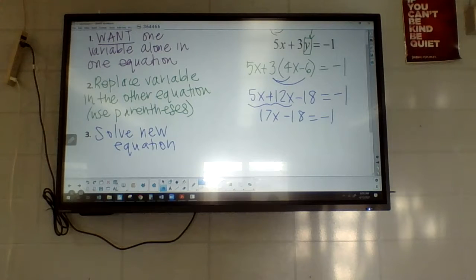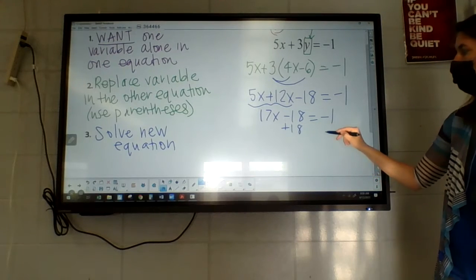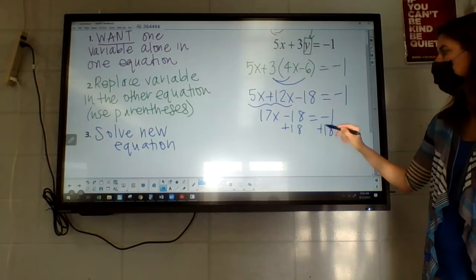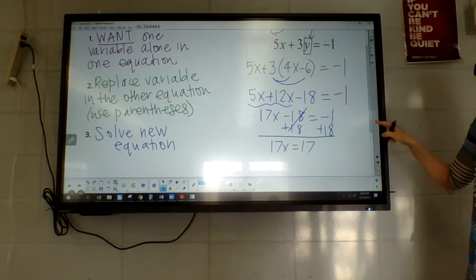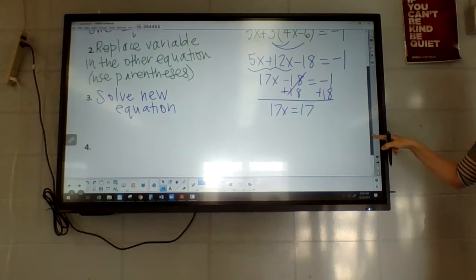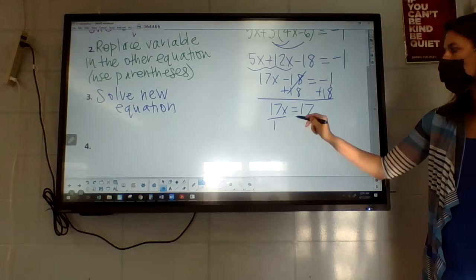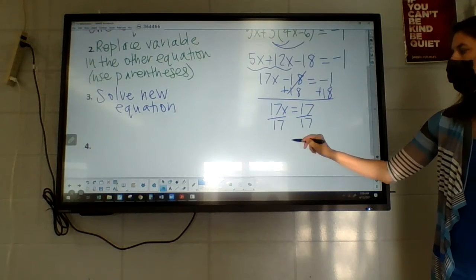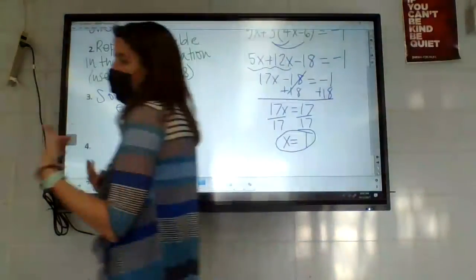Now we need to solve for x. We combined like terms there. We're going to solve for x. Move this 18 over. And then we just have to get that x alone, so move this 17 over. 17 divided by 17 is just 1. So we got our x value.